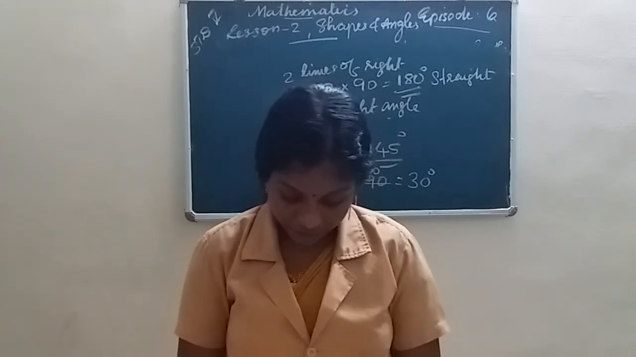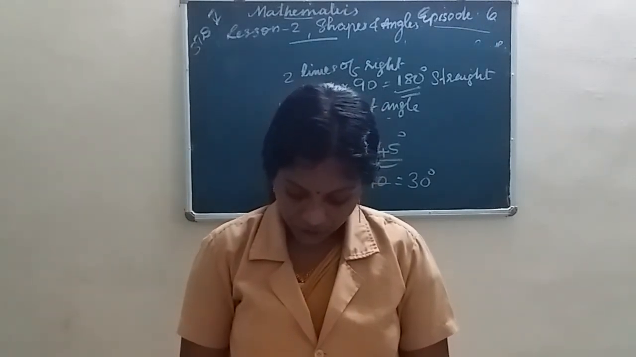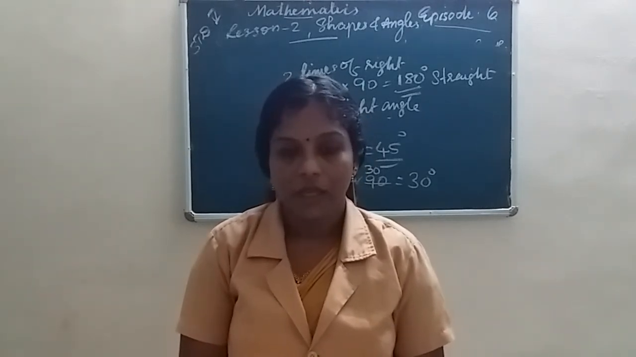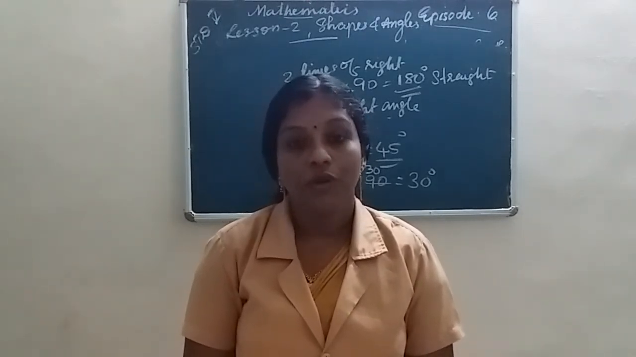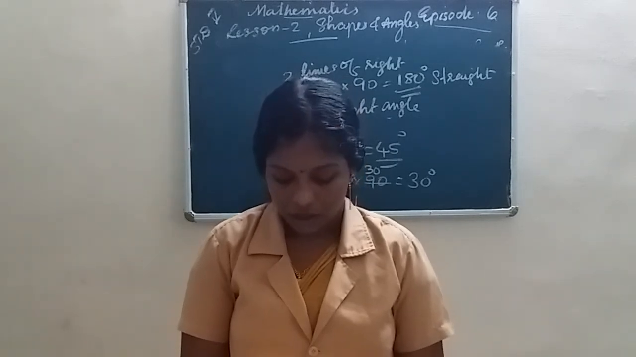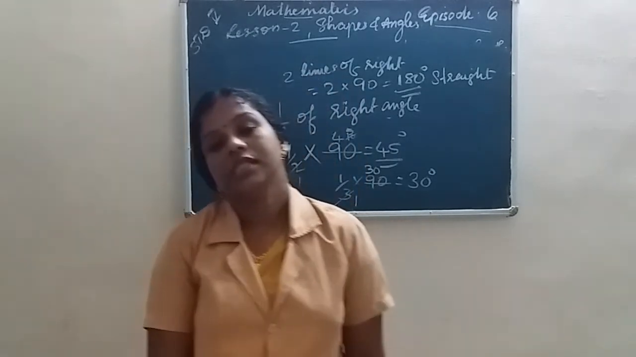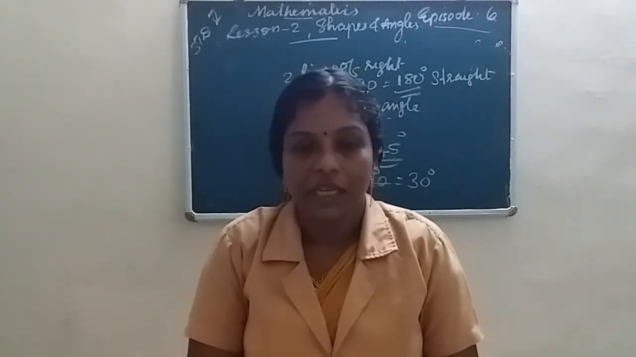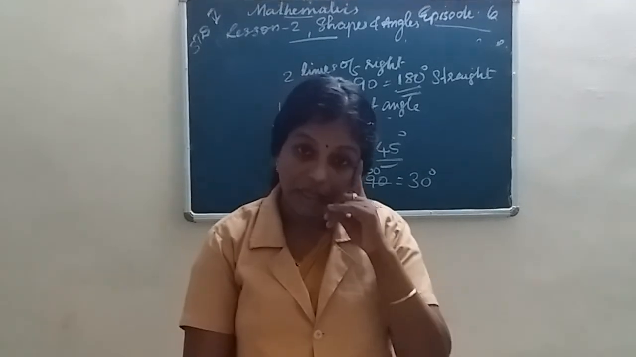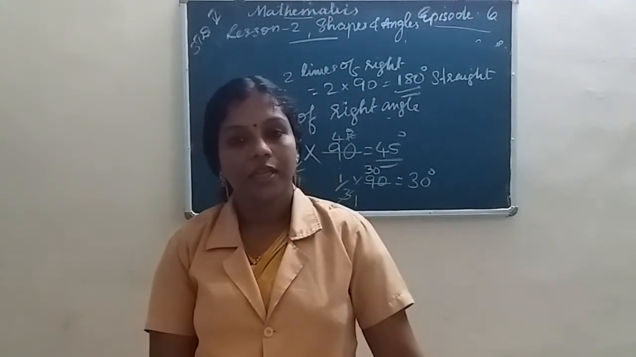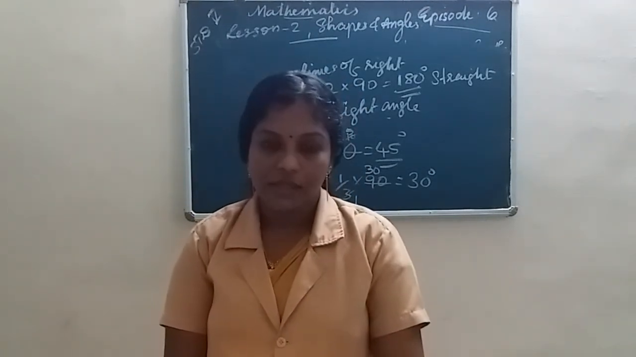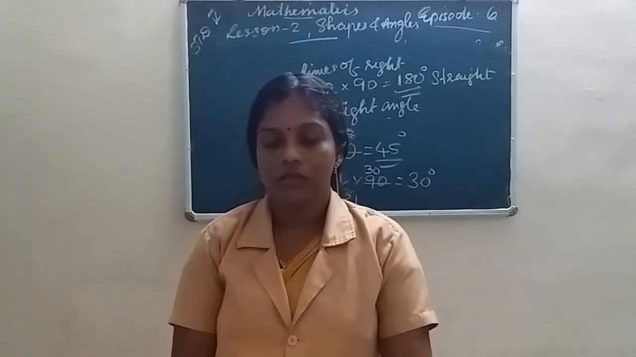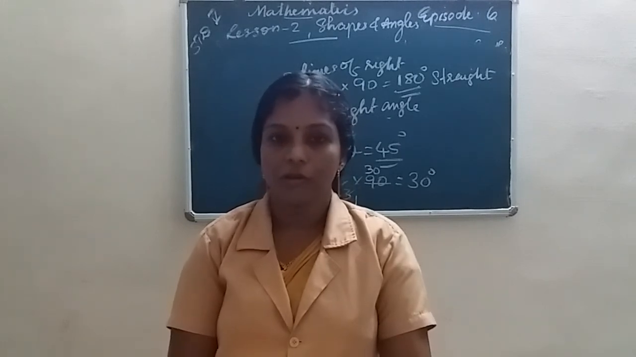Next, last one. It's a game. Read the game and do it by yourself. Once again, in this chapter we learned some angles, shapes, angle measurements, and some activities. The angles are right angles, acute angles, obtuse angles, straight angles. Next, open curve, closed curve, or open shape, closed shape.